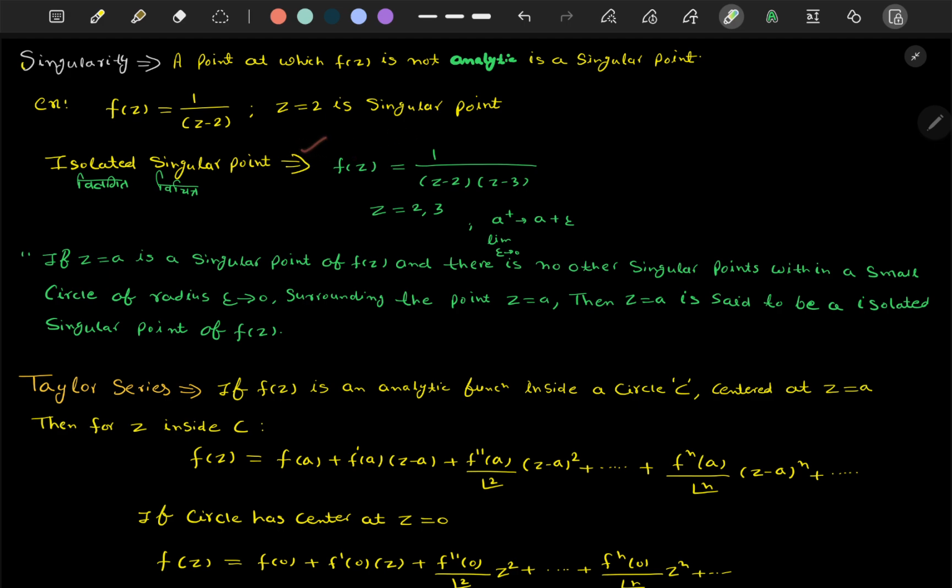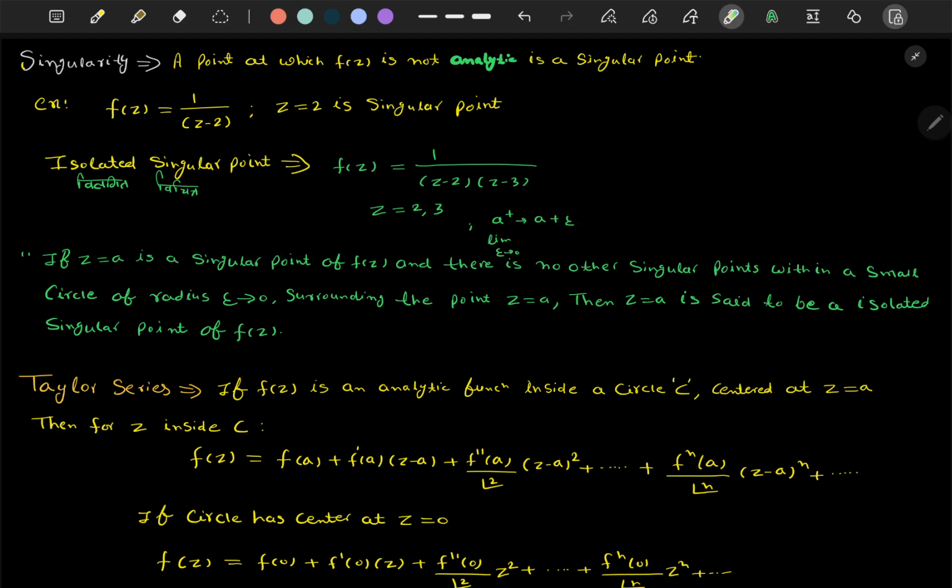First is the isolated singular point. Suppose we have a function and it is varying like this. So we have singular points like z equal to 2 and 3. Now for a certain point a, we take a very small element epsilon, and if we take the limit epsilon tends to 0, there should not be any other point about that singular point. Means that point should be isolated in a certain region, in a very small region epsilon.